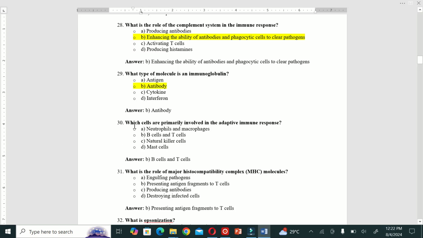The next MCQ is: which cells are primarily involved in the adaptive immune response? A. Neutrophils and macrophages. B. B cells and T cells. C. Natural killer cells. And D. Mast cells. So the correct option is B.